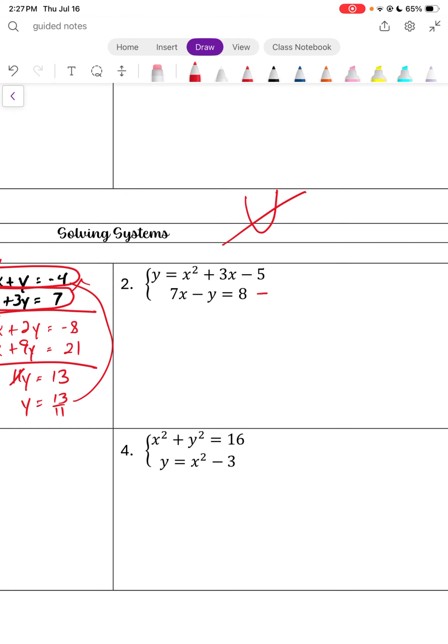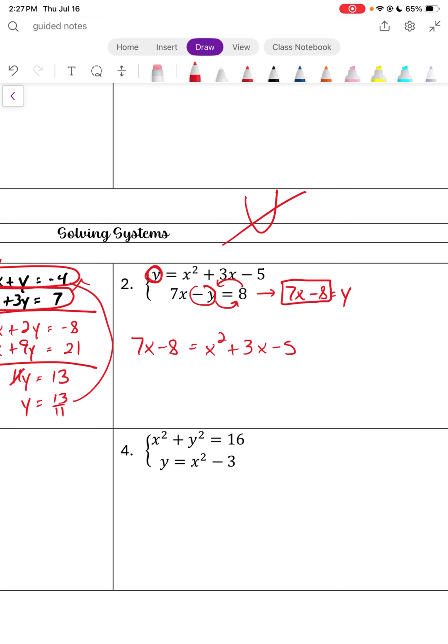So in my second equation, I'm going to get y by itself. The way I'm going to do it, I'm moving y to this side since it's a minus y, and I'm moving 8 back over here. That gives me 7x stays put, 8 turns into negative 8, and negative y turns into positive y. Notice now you've got y by itself, y equals something. So you're going to make a substitution into the other equation. You're going to take out the y and put in 7x minus 8, equals x squared plus 3x minus 5.